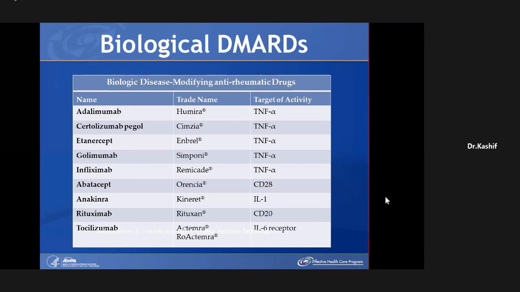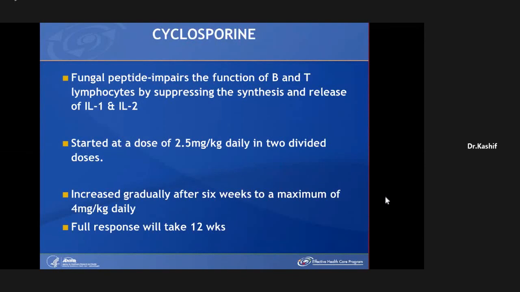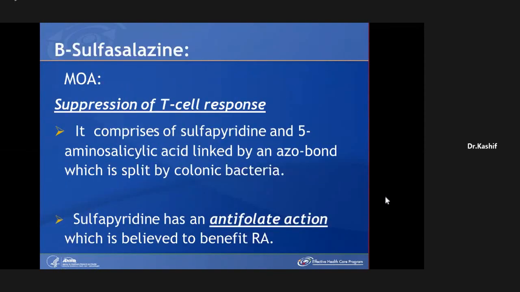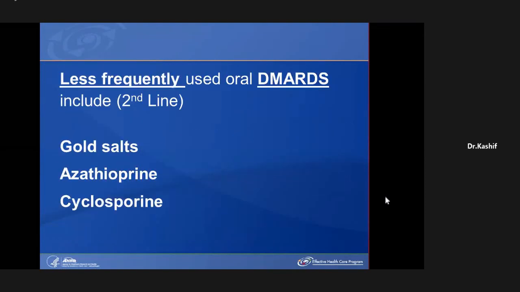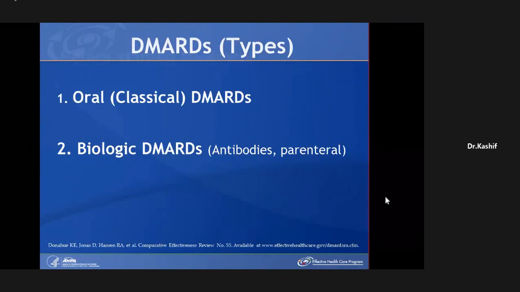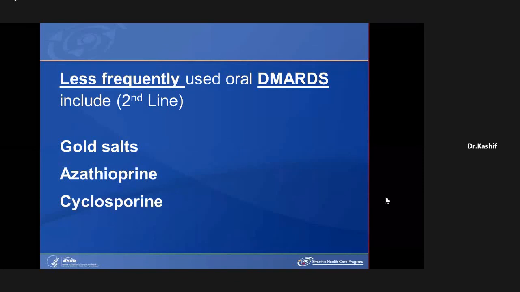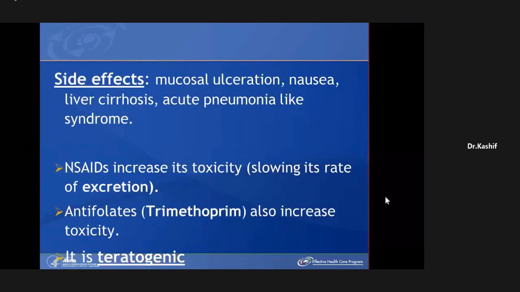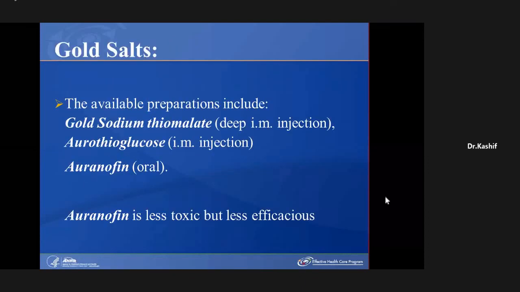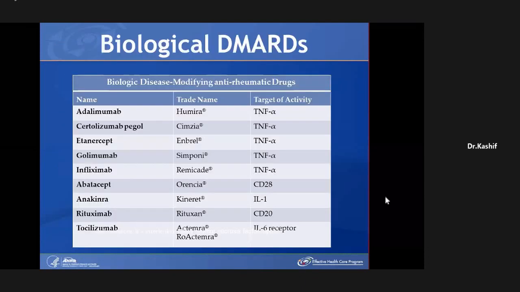Okay, so remember the classification. I should have also made a summary table in one go so that you can easily memorize. But you can focus on two or three slides. Like this is the oral DMARDs, first line drugs. This is the second line drugs. And the third one that I have already shown you is the biological DMARDs. So these three slides are important to remember. Otherwise, mechanisms are different.